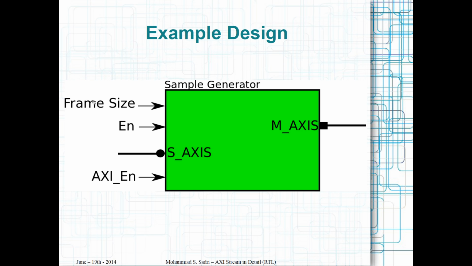So I have frame size, and the frame size is a number, and this number is indicating the number of samples that I have in each frame that I am generating here on AXI.